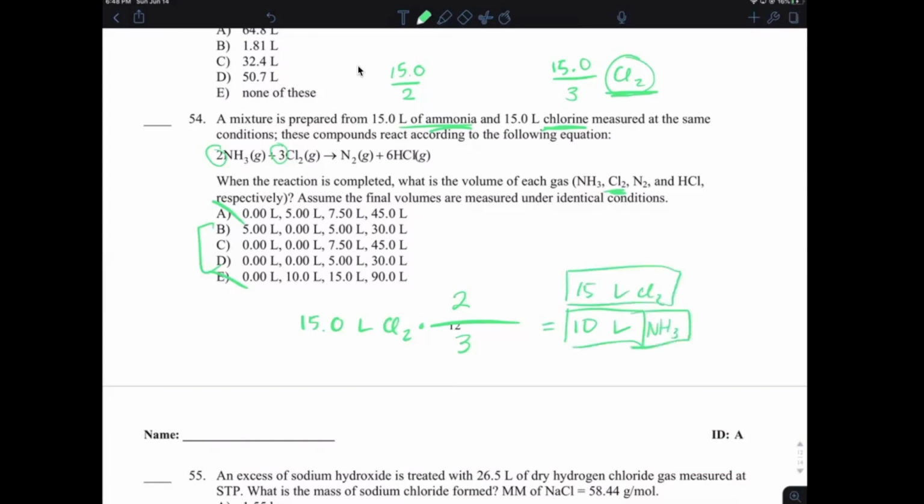So if we started with 15 liters of ammonia, how many are we left with? Yeah, 5. So from that, we can get rid of all the other answer choices, and our answer would be B. Does that make sense? Roy? Okay. Are there any other questions?